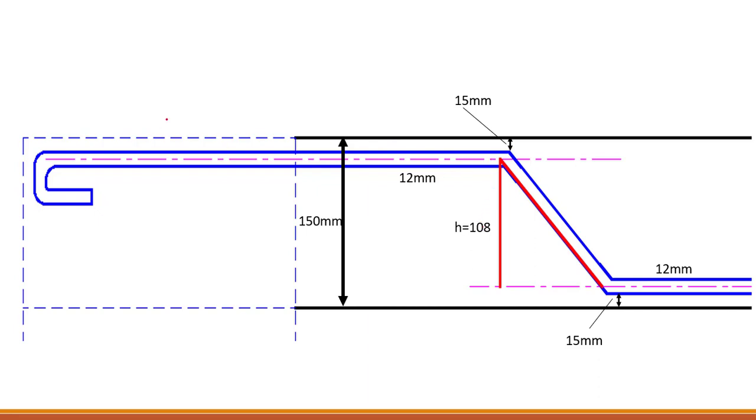This H is basically the total thickness of our slab minus concrete cover at both ends, this end and this end as well. 150 minus 15 minus 15. Then we need to deduct half dia at this end for this bar and half dia at this end from this bar. It will give us the H value, and this is the H, 108.